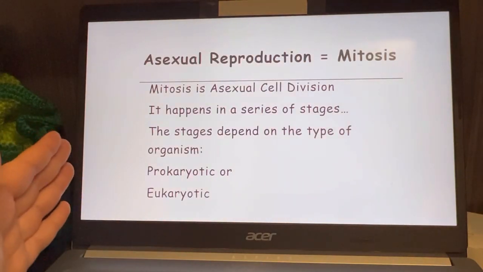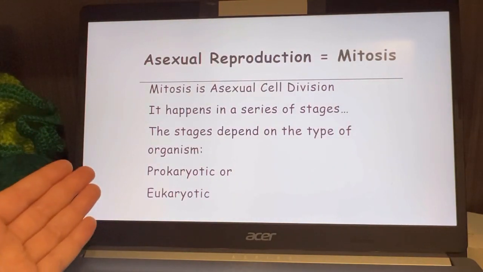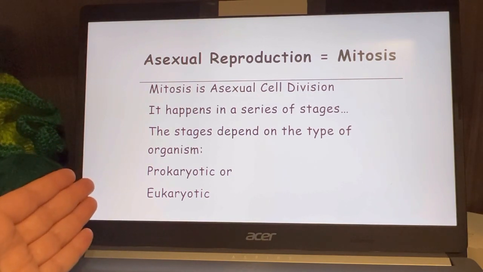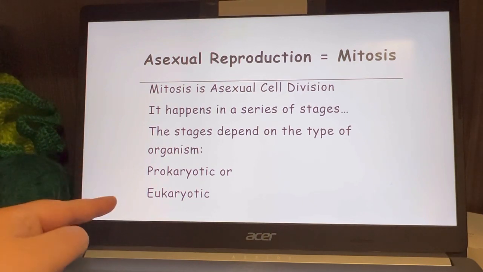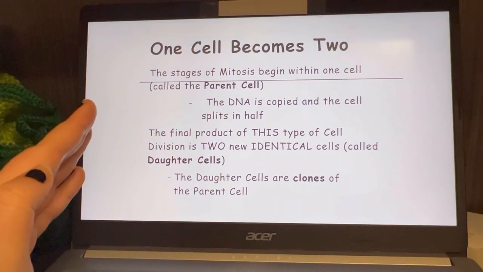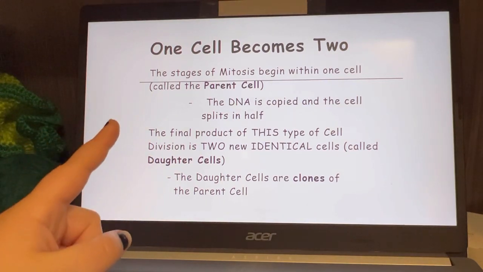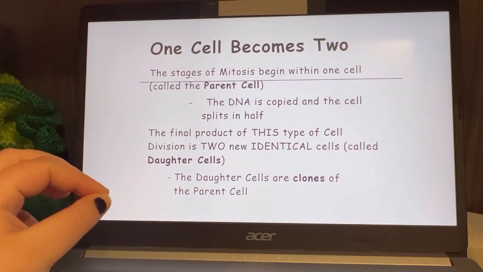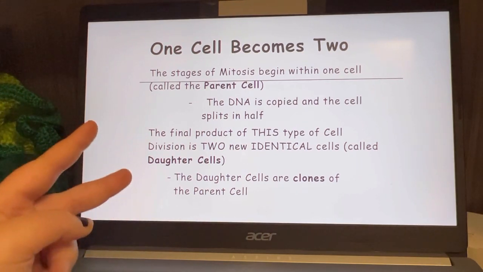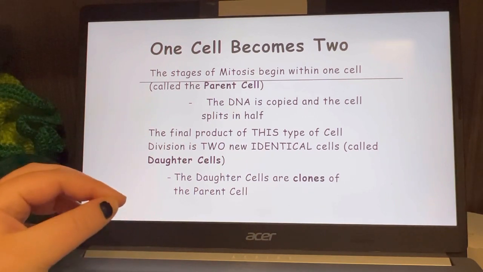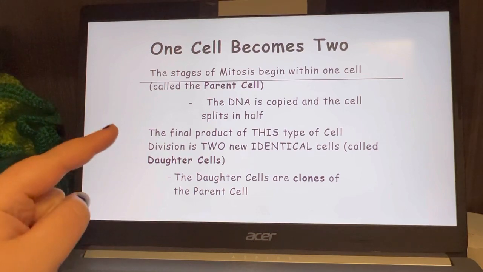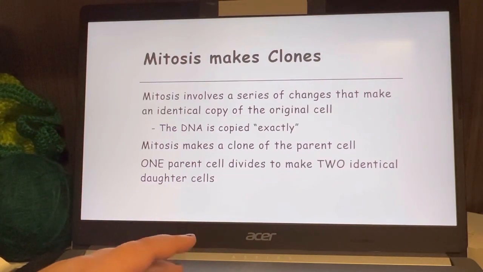Alright. So mitosis is asexual cell division. It happens in a series of stages. The stages depend on the type of organism, if it's a prokaryotic cell, so single cellular organism, or eukaryotic, multicellular organism. Alright, so stages of mitosis begin with one cell, called the parent cell. The DNA is copied and the cell splits in half. Final product of this type of cell division is two identical daughter cells. The daughter cells are clones of the parent cells. That is important to note. Daughter cells are clones of parent cells.